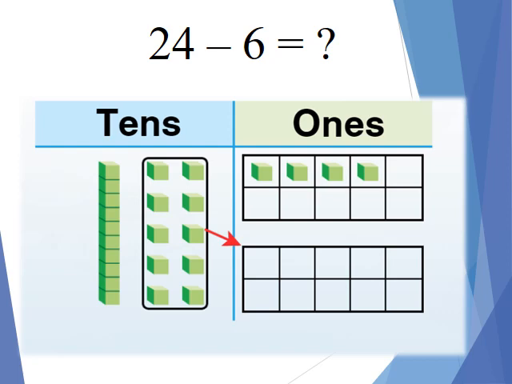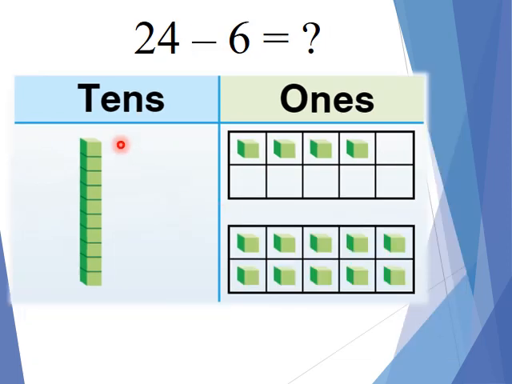We will trade 1 ten for 10 ones and we will move them to the ones column. The model will still show 24, but in a different way. It's 1 ten and 14 ones. It's the same as 24. So now we can remove 6 ones from the model.